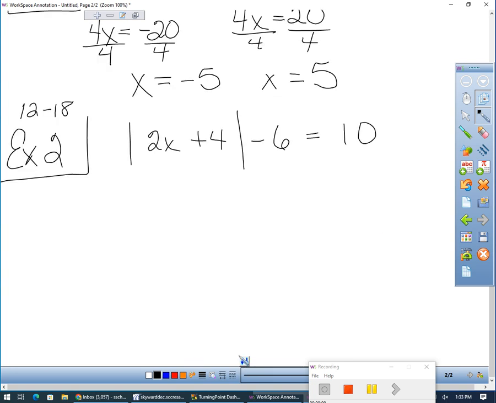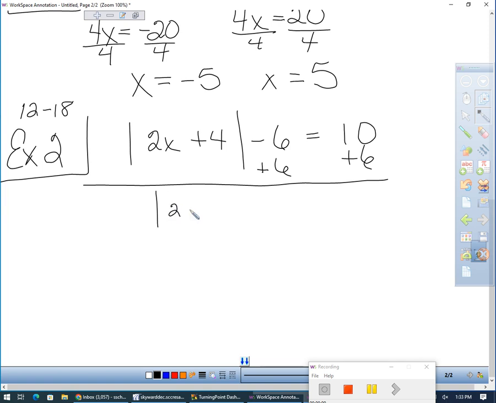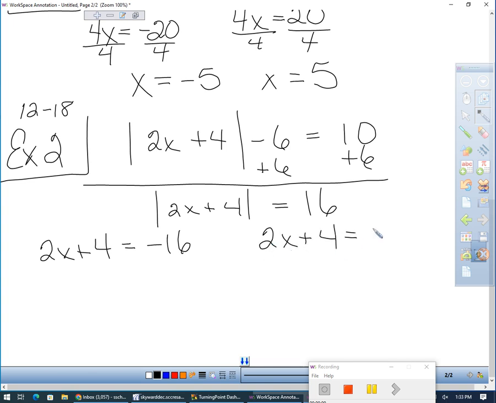All right, so we have to get the absolute value isolated. We have to get it by itself. To get this absolute value by itself, I got to move the minus 6, which means I'm going to add 6 to both sides. So I now have the absolute value of 2x plus 4 is equal to 16. Now that the absolute value is by itself on that side, we can split it into 2 equations. We have 2x plus 4 equals negative 16, and we have 2x plus 4 equals positive 16.